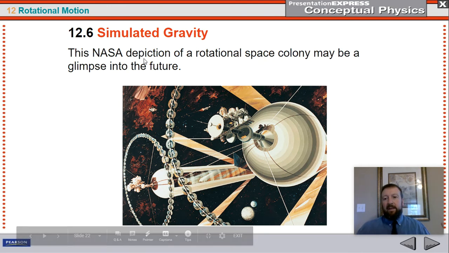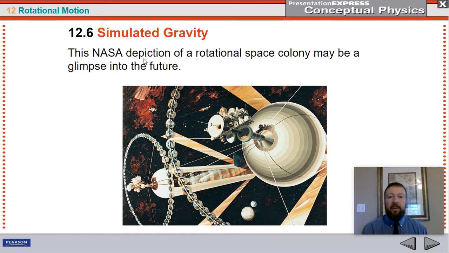NASA and scientists have determined you could make a rotational spaceship that rotates to simulate gravity, because it's that centrifugal force that you would have. It would have to be a really large structure. You see it in some of the old and even some of the newer space science fiction movies where they're in a rotating spaceship. That's to create artificial gravity, or simulated gravity.